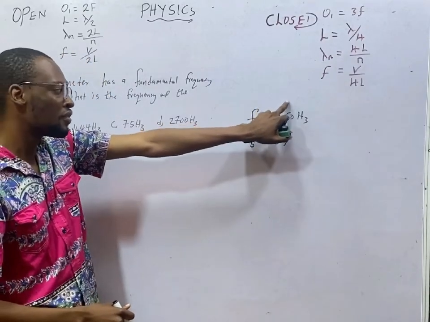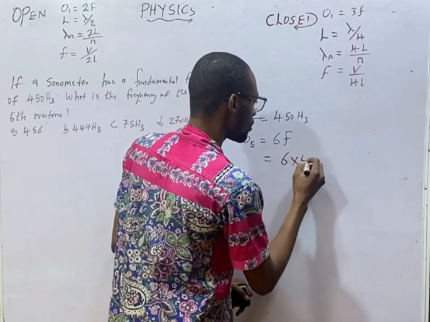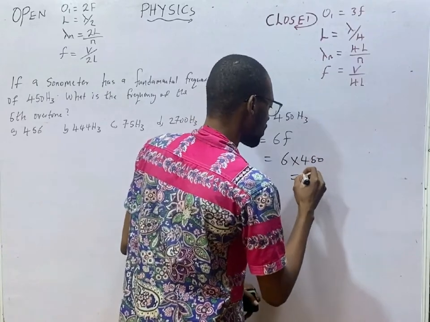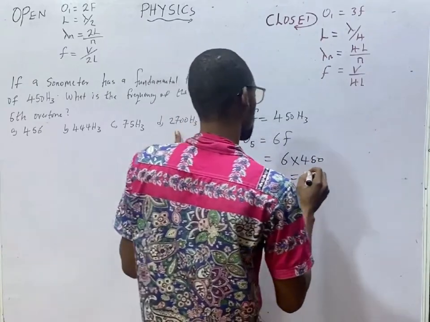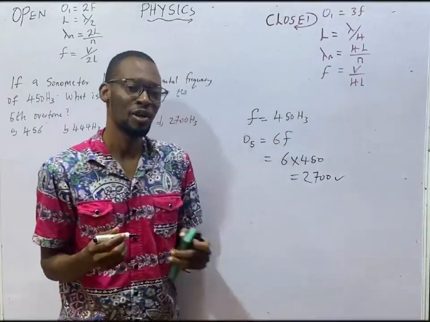So we have the fundamental frequency. The fifth overtone will therefore be 6 × 450. This is option D, 2700. Yes, that is the correct option.